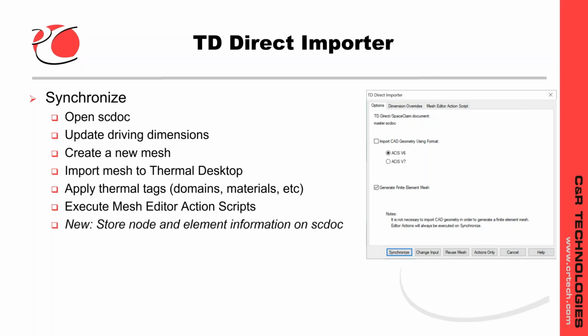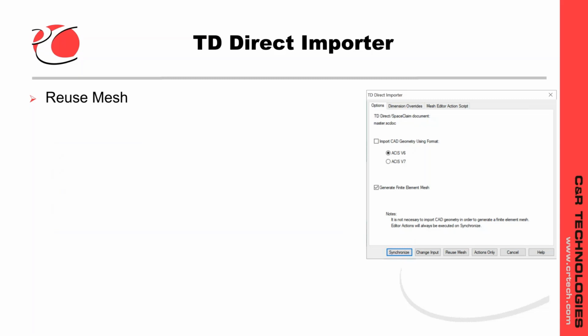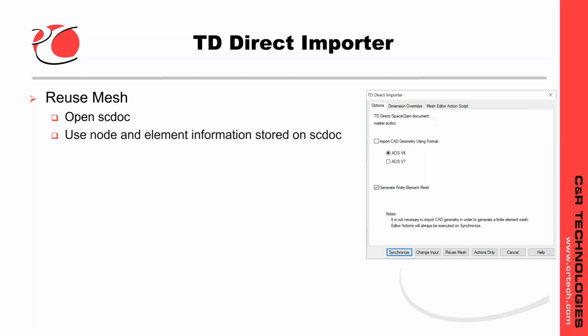And then we come to the new part, which is it will store the node and element information back to the SC doc. So it's effectively going to be saving the mesh for you. It's going to make it much faster for you as we go through iterations. But again, it's stored on the SC doc, and that allows us to introduce a new button, which is Reuse Mesh. In the TD Direct importer, if you click Reuse Mesh, it will open the SC doc, and then it will use that node and element information stored on the SC doc, so it won't create a new mesh.